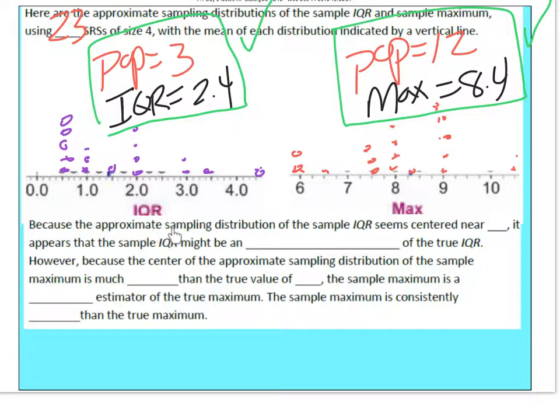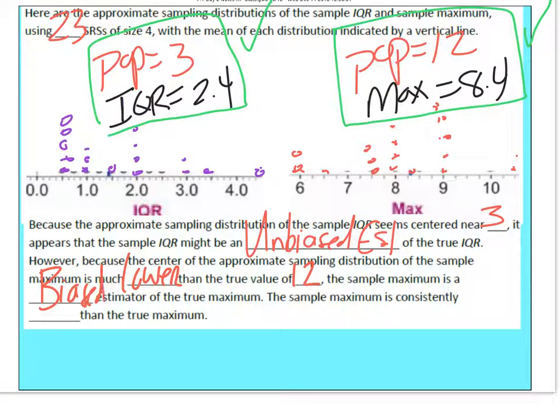We can conclude, because the approximate sampling distribution of the sample IQR seems centered near the number 3, that the sample IQR might be an unbiased estimator of the actual true IQR. However, because the approximate sampling distribution of the sample max is much lower than the true value, which is 12, the sample maximum is a biased estimator of the true maximum. The sample maximum is consistently lower than the true maximum.